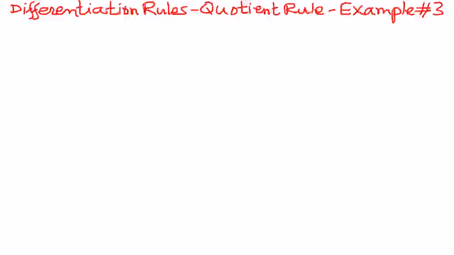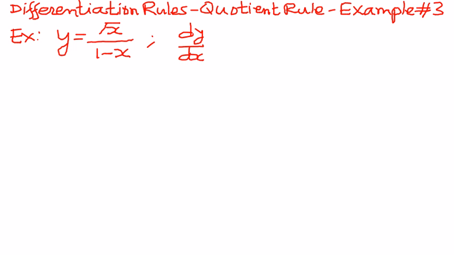Welcome to my presentation. In this presentation, we shall see examples using the quotient rule. Let us take an example here. In this example, if y is equal to the square root of x divided by 1 minus x, we want to find the derivative of this function with respect to x, dy by dx. So the way to solve this one is as follows.